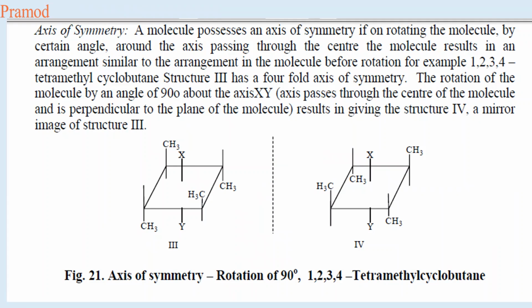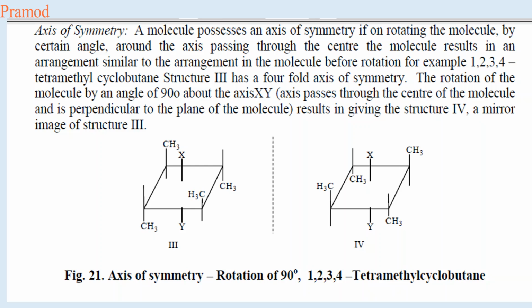Now let's come to the next, axis of symmetry. What do you mean by axis? A central axis is nothing but a central line which is equidistant from the four corners of your molecule, the central portion. A molecule possesses an axis of symmetry if rotating the molecule by a certain angle around the axis results in an arrangement similar to the arrangement before the rotation. So you have an XY axis, and this particular molecule, 1,2,3,4-tetramethyl cyclobutane. When you rotate the molecule around the axis passing through it, it results in an arrangement similar to the arrangement before the rotation.